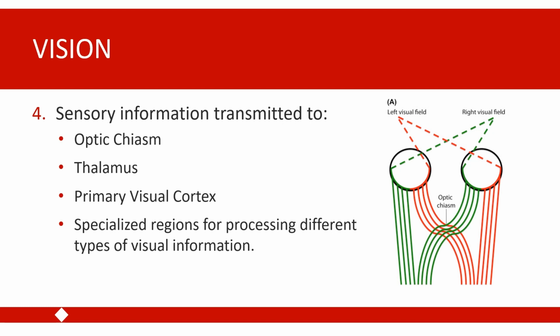Similar to all of our exteroceptive senses other than smell, these optic nerves are going to transmit neural impulses that are then going to make their way to the thalamus. The thalamus is then going to transmit this information to the primary visual cortex. This information may also be processed by different specialized regions that process different types of visual information. For example, there are different structures in the brain that are specialized for processing information about physical objects, about faces, or about spatial location.